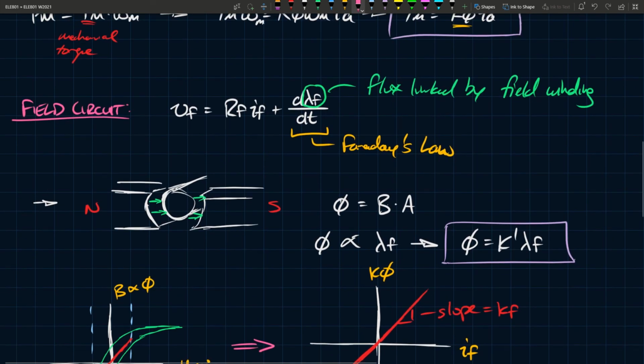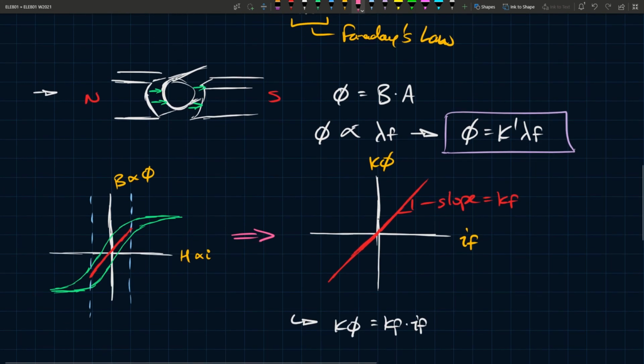And then we discussed this concept that if we have a uniform field, then you can say that this flux constant is equal to K prime lambda f. And again, we're not going into all the details of how all these things work because we're using this for the purposes of modeling. This is not for the physical analysis. If you're interested in the physical analysis, please refer to some electric machines textbook to become more familiar with this stuff.